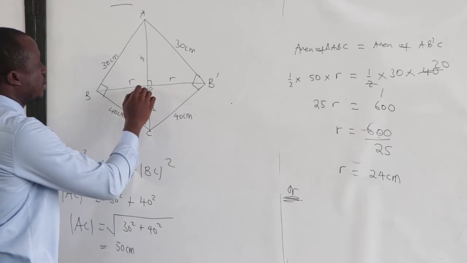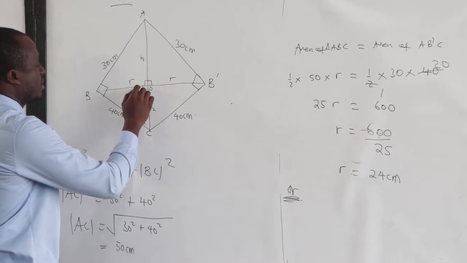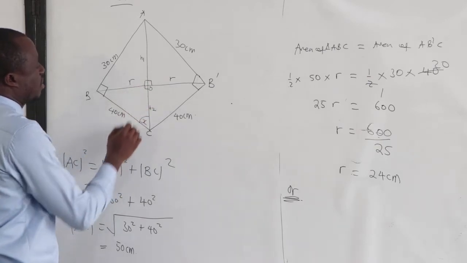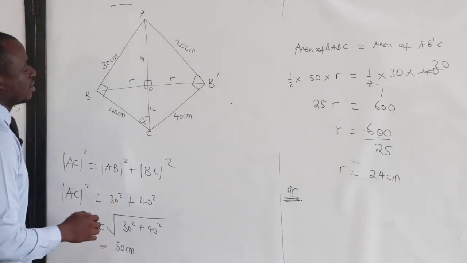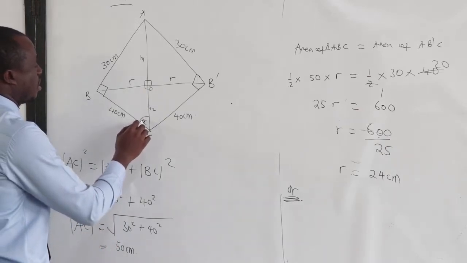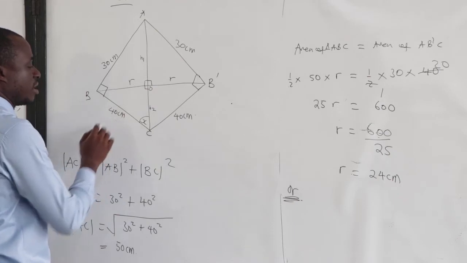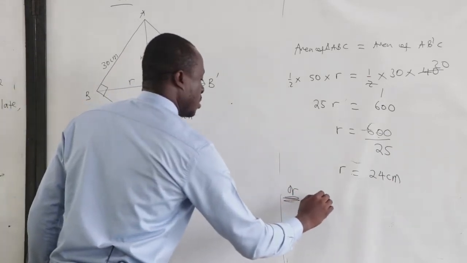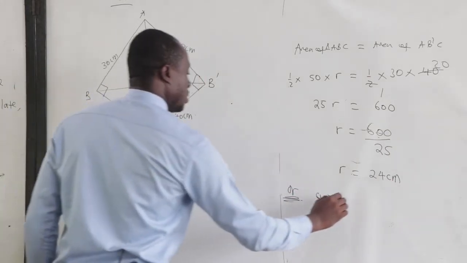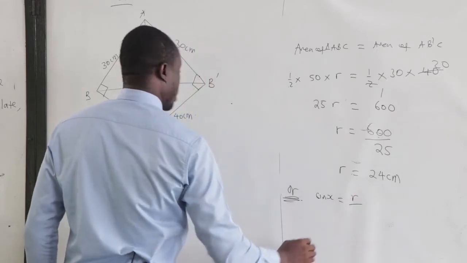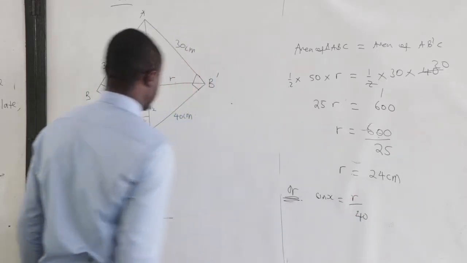Clearly, you know that this side is 90, this side is also 90, and this side is also 90. Sine X, we know that is opposite over hypotenuse. So we know sine X: opposite is our R, all over our hypotenuse, which is 40.